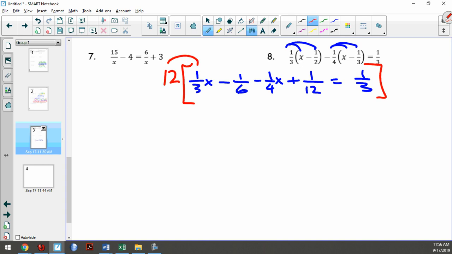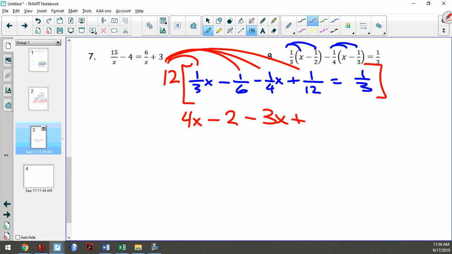12 divided by 3, 4, drop down the x, minus 12 divided by 6. Do I need the 1? 1 doesn't change anything. Minus 12 divided by 4. Do I need the x? Yes. Plus 12 divided by 12 equals 12 divided by 3, 4.